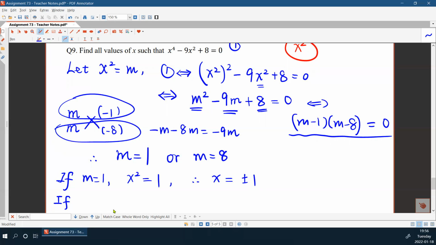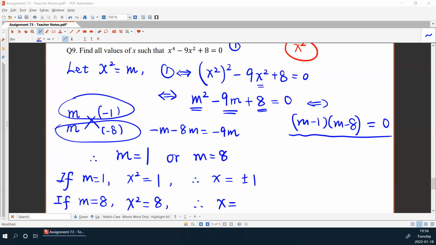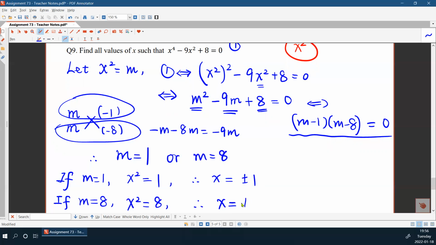And another possibility is m is 8. Then we know that x squared is m, which is 8. Therefore, x is plus or minus square root of 8, right? And of course, for the square root of 8, we need to put 2 outside the square root. It's 2 times square root of 2. You understand? Okay, so these are the final solutions.